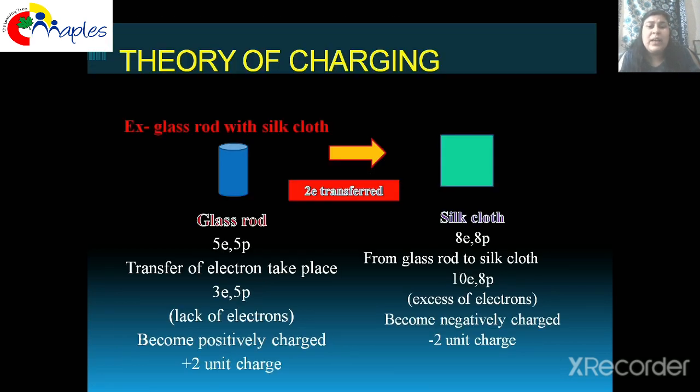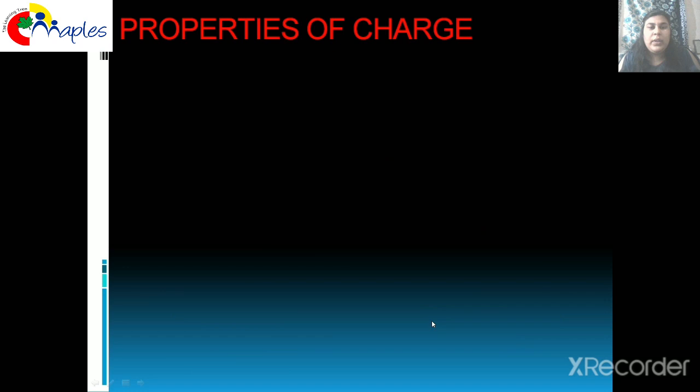As you read in the previous class, in class 9th in the chemistry section, if there is a transfer of electrons, the atom acquires that amount of charge and becomes an ion. That is similar in this case: electrons are transferred from the glass rod to the silk cloth. How many electrons? 2 electrons, so one acquires 2 unit positive charge and the other acquires 2 unit negative charge. Now the next is properties of charge.